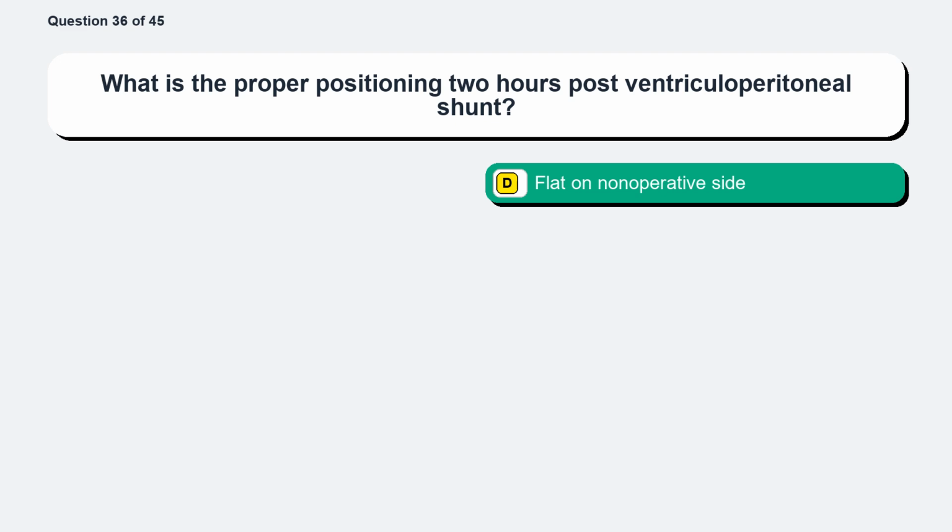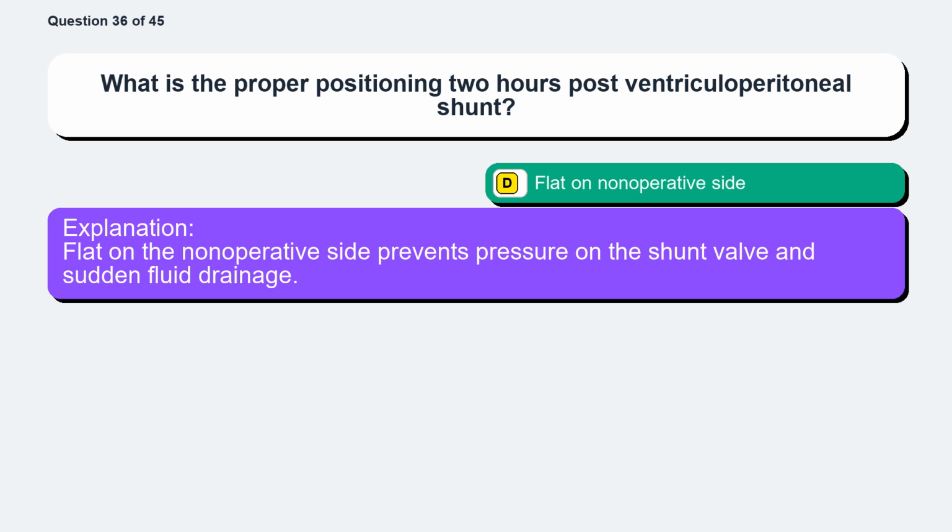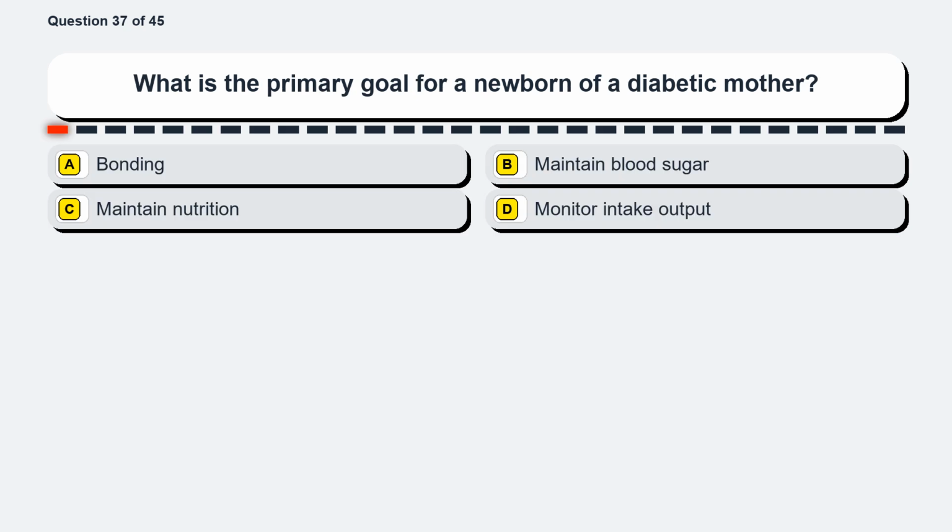The correct answer is option D. Flat on non-operative side. Flat on the non-operative side prevents pressure on the shunt valve and sudden fluid drainage. Question 37. What is the primary goal for a newborn of a diabetic mother? Option A, bonding. Option B, maintain blood sugar. Option C, maintain nutrition. Option D, monitor intake output.